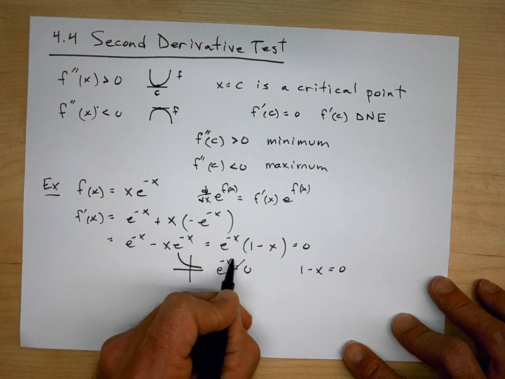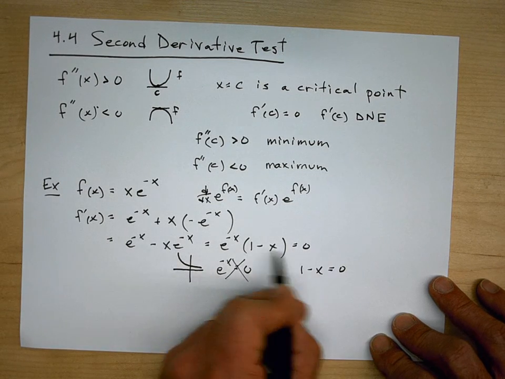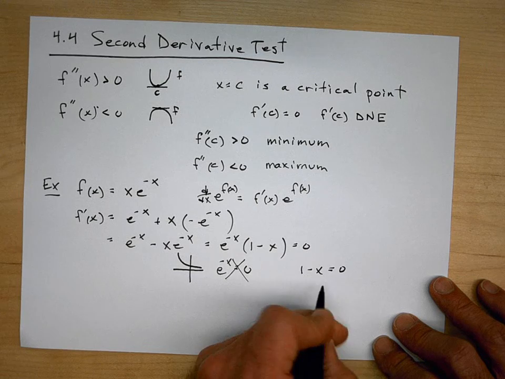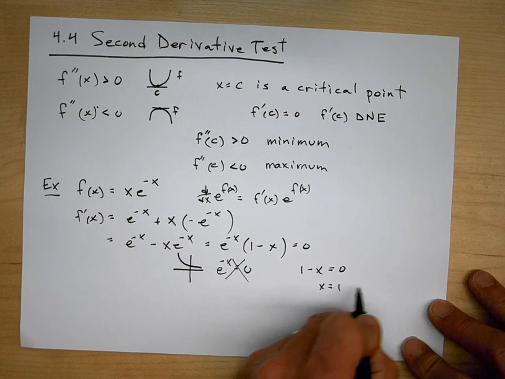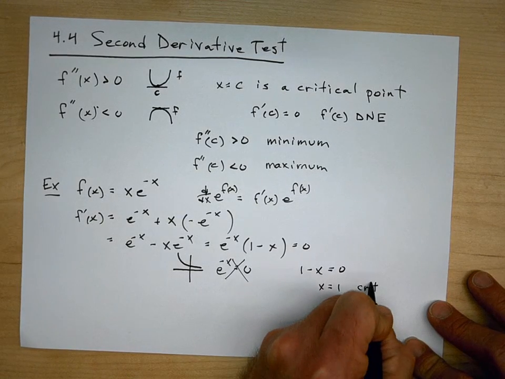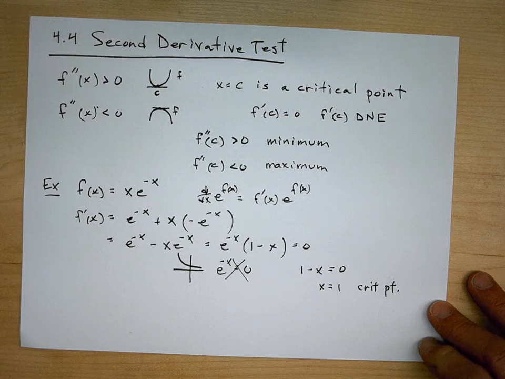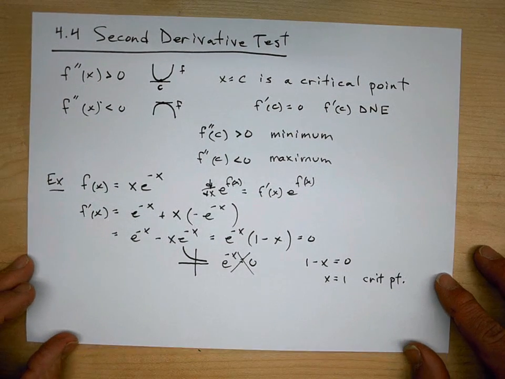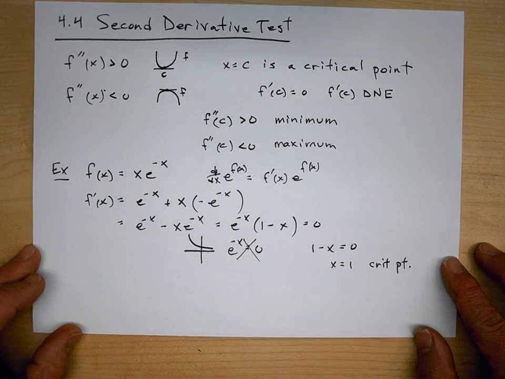So this will never happen. All right. So the only way this product equals 0 is if this equals 0, and that happens when x equals 1. So there is our critical point. All right. Now to use the second derivative test, believe it or not, we actually need the second derivative.